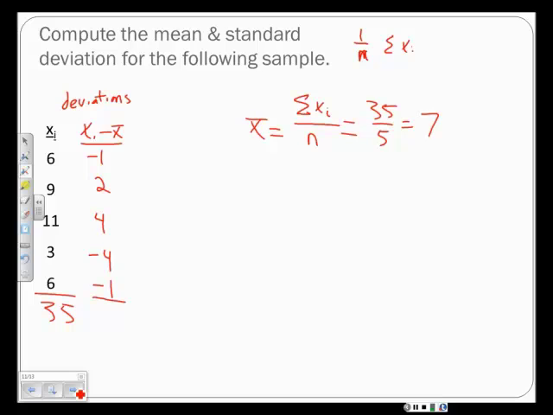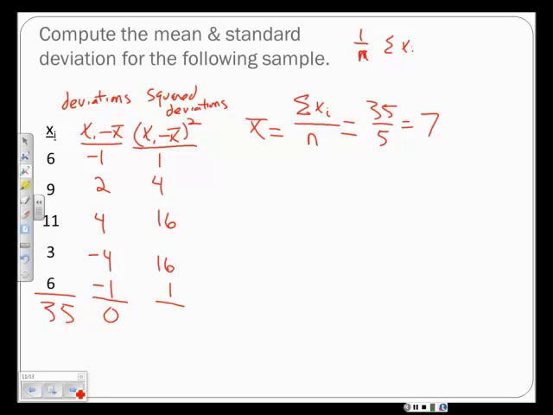This should always sum to 0, which it does. And what we'd like to get for a spread is something that's like an average spread around the mean. We won't exactly be able to get that because the average spread around the mean is always going to be 0. So we're going to have to find some way to get a non-zero number. So I'm going to take all the deviations and square those. So minus 1 squared is 1, 2 squared is 4, and so on. So these are called squared deviations.